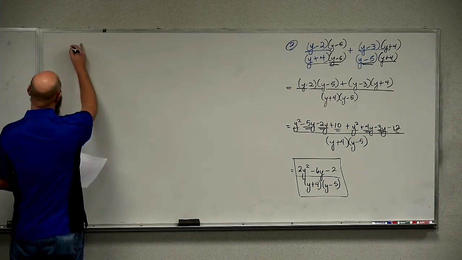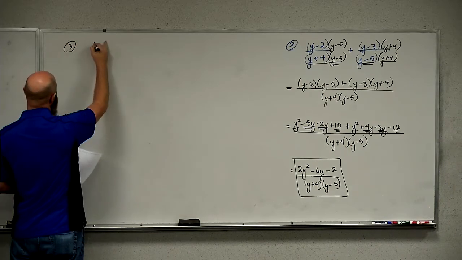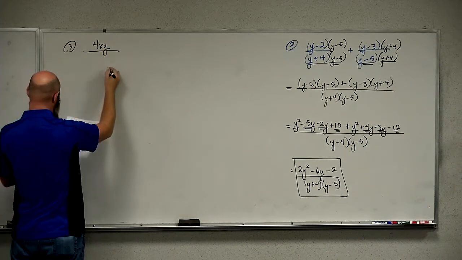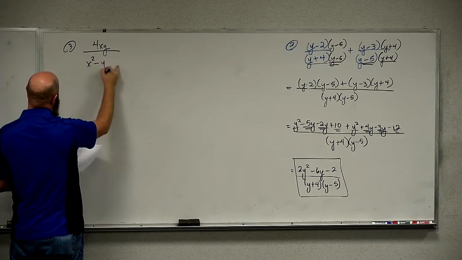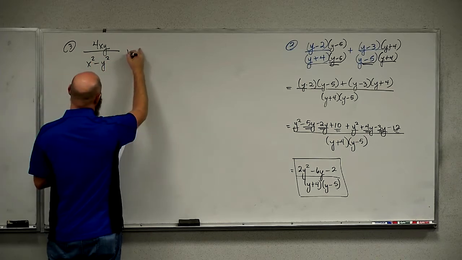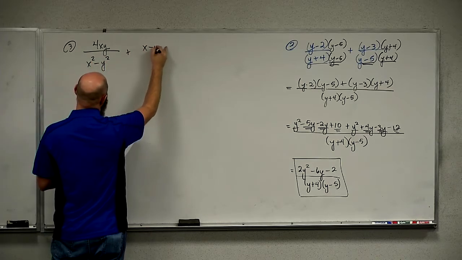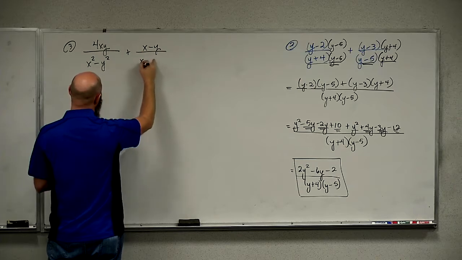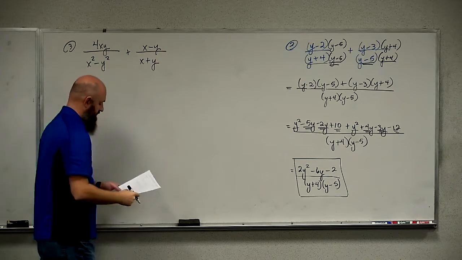All right. 3. 4xy over x squared minus y squared plus x minus y over x plus y.